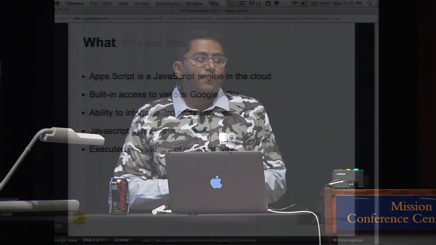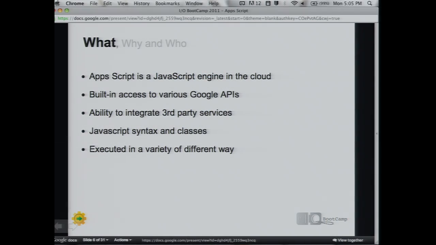So what is Google Apps Script? Well, Google Apps Script is a JavaScript engine in the cloud. That's the technical definition, but it's another way of saying you open up the browser, you write some code, and that code gets executed in Google servers, and you get the response back. But more interestingly, what it is that Google Apps Script does.